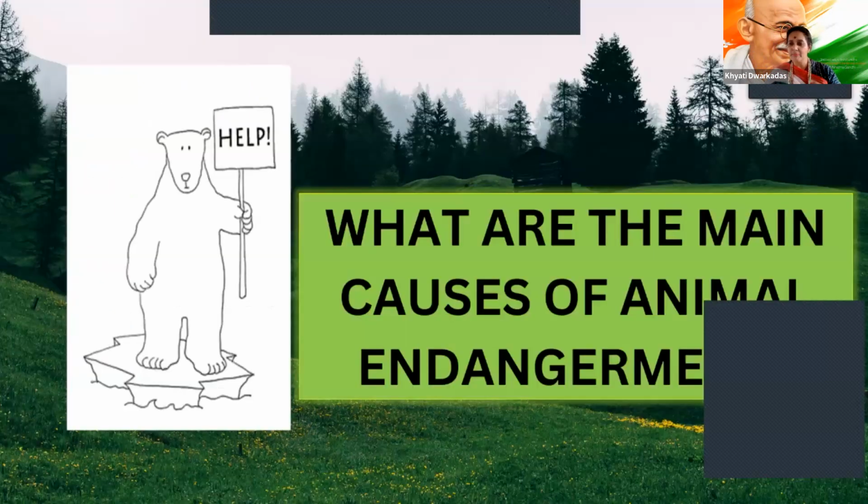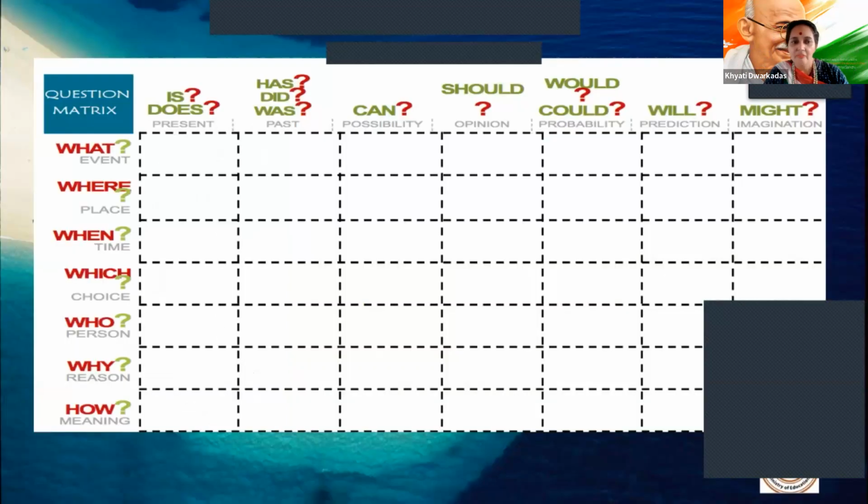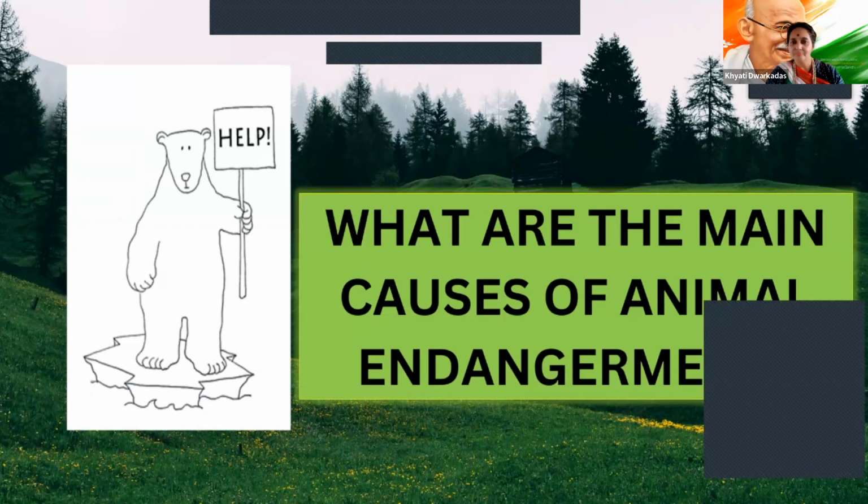Look at this other example. Now that example is over. Okay, who is responsible for affecting the aquatic ecosystem? Okay, now that is over. Look at this second example. There's a bear, and the question is, what are the main causes of animal endangerment? Now, keeping this bear and the causes of animal endangerment in view, frame questions using the previous matrix. You remember this matrix? Frame questions using that.